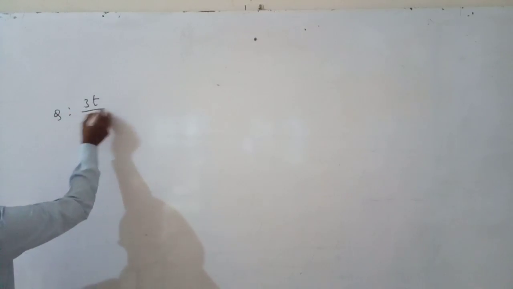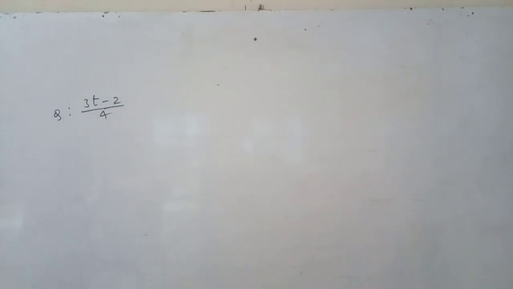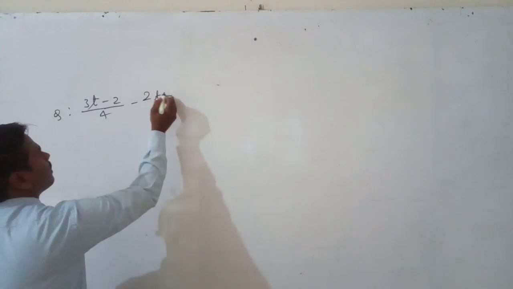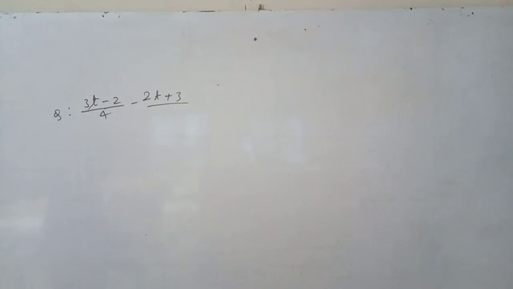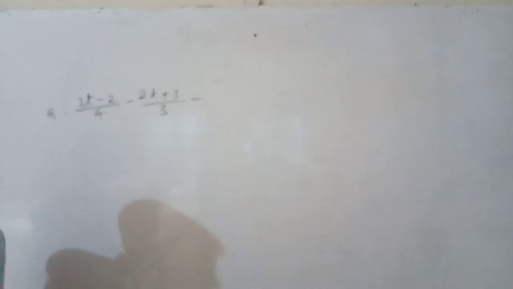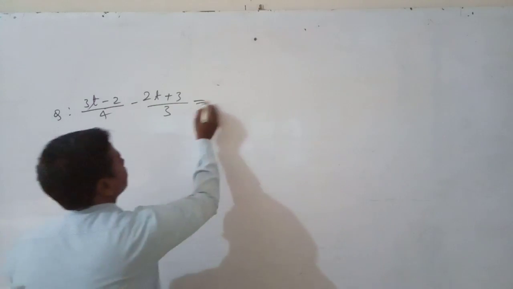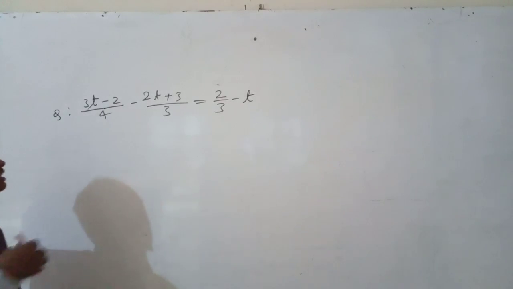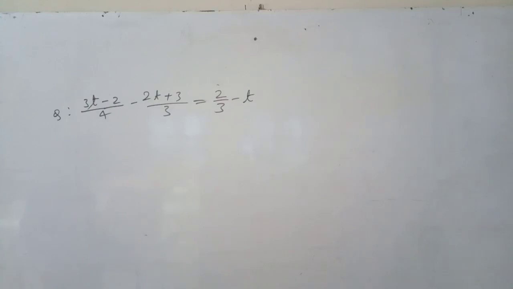Let us say one more example. Here, (3t minus 2) by 4 minus (2t plus 3) by 3 equal to 2 by 3 minus 3. This is the question here.